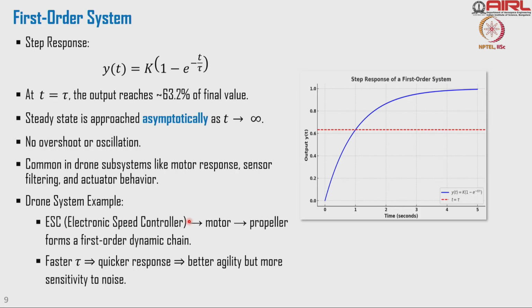So the electronic speed controller, which is present for the motor propeller, is typically a first order dynamical system. But the only thing is tau will be faster, because I do not want the drone to take 4 seconds to go from 1000 to 1200 RPM. The tau will be much faster, so the response will be very quick and it quickly reaches the steady state value.